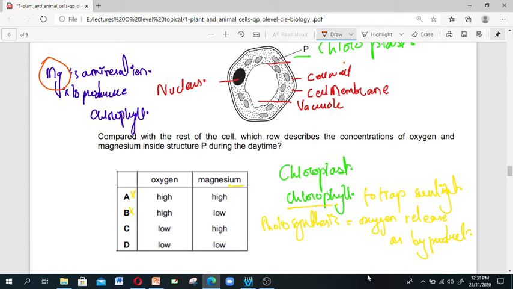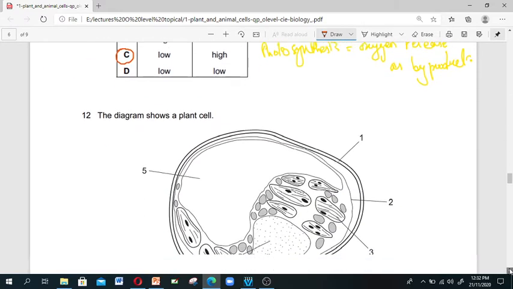While the concentration of oxygen is lower, because during photosynthesis in the daytime the process of photosynthesis will be there, so the oxygen concentration will be low while magnesium concentration will be high, because for the production of chlorophyll magnesium is required. So option C is the right option. I hope you understand this concept.